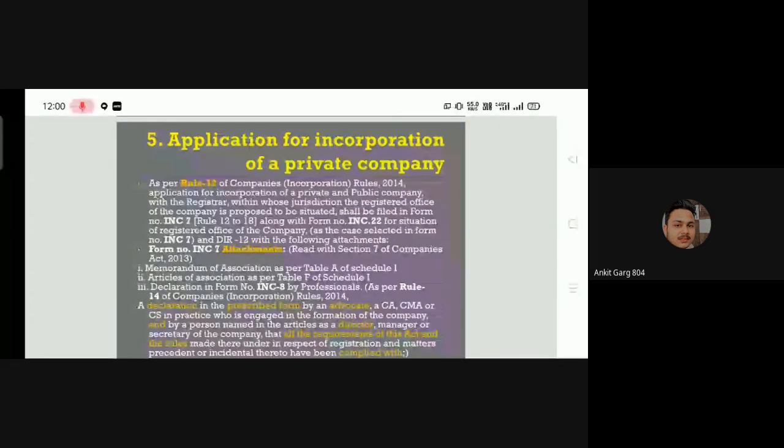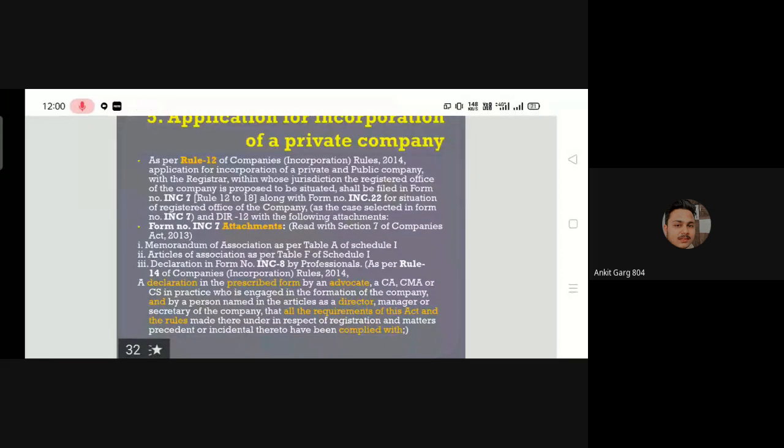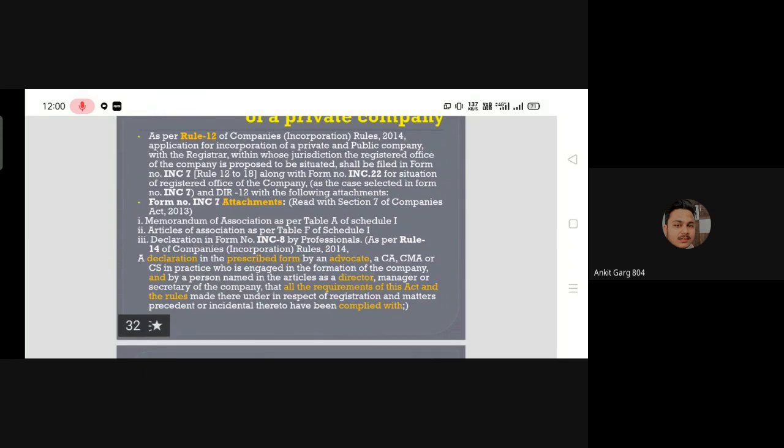As per Rule 12 of the Companies Rules 2014, the application for incorporation of a private or a public company with the Registrar within whose jurisdiction the registered office of the company is proposed to be situated shall be filed in Form INC 7, Rules 12 to 18, along with Form INC 22 for situation of registered office of the company, as the case may be, selected in Form INC 7 and DIR 12, with the following attachments. Form INC 7 attachments are as per Section 7 of the Companies Act.